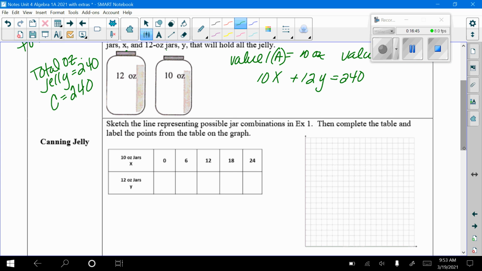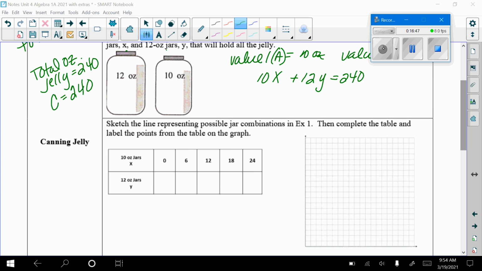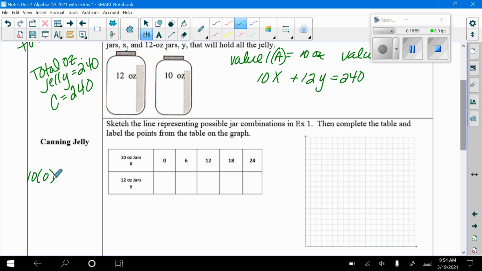All right, so we're going to have to do a little bit of work here. If you put in 0 for x, so plugging in 0, 10 times 0 plus 12y equals 240. When I solve this, I'm going to end up with 20. And then I say 10 times 6 plus 12y equals 240. And when I solve that, I get 15 for the y.